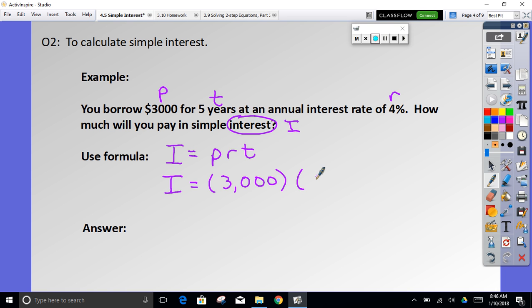So 4% is 0.04 times the time, which is 5 years. You may use a calculator when you do these problems. You would multiply 3,000 times 0.04 times 5. You would get an answer of $600.